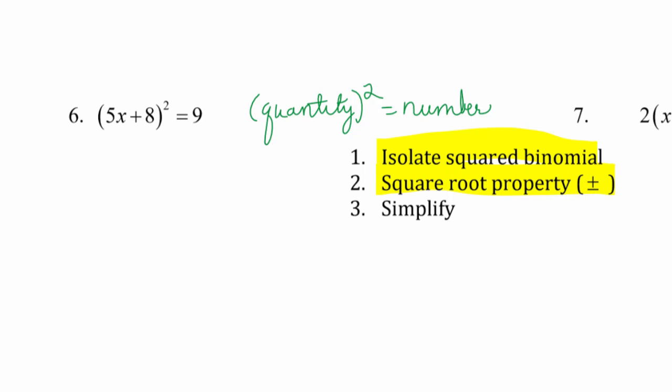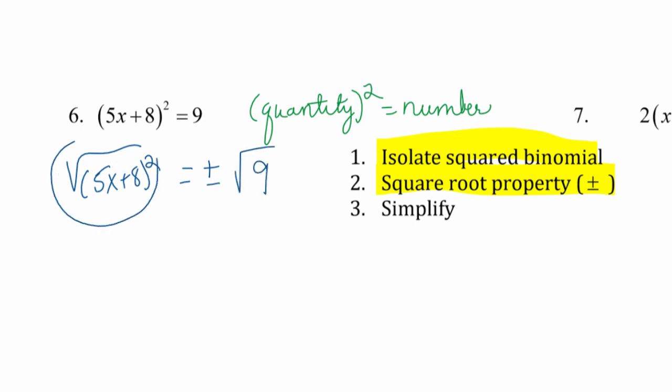Again, we are going to remember that plus or minus. So the square root of (5x plus 8) squared equals plus or minus the square root of 9. On the left-hand side, the square root of something squared, these are inverse operations, so they undo each other, and you end up with 5x plus 8. And over here, plus or minus the square root of 9 means we have plus or minus 3.